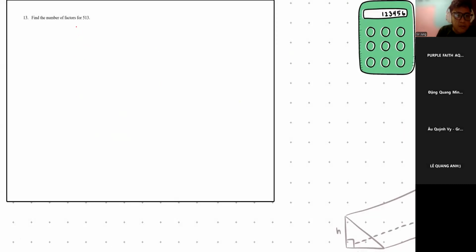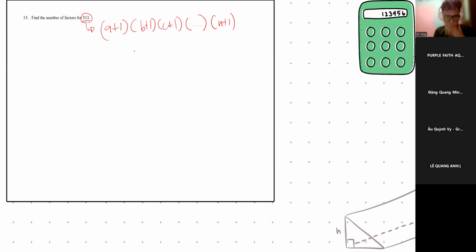Okay. Find the number of factors for 513. So how do we solve for the number of factors? First, we need to get the prime factors of 513 and then use the formula (a plus 1) times (b plus 1) times (c plus 1) up until (n plus 1), where a, b, and c up until n are the exponents of the prime factors. So in this case, you have 513. This is divisible by 3, right? 5 plus 1 plus 3 is 9, so it is a multiple of 3, meaning it is divisible by 3.